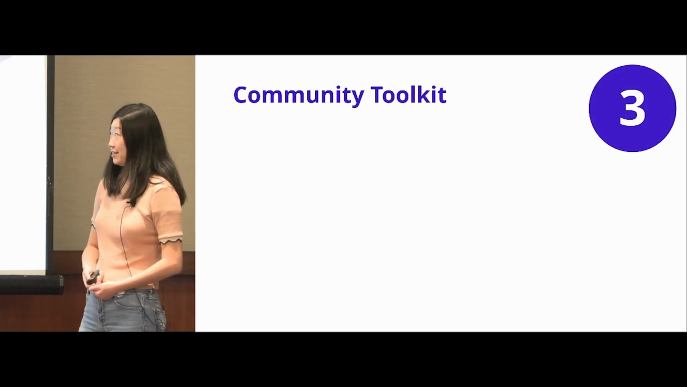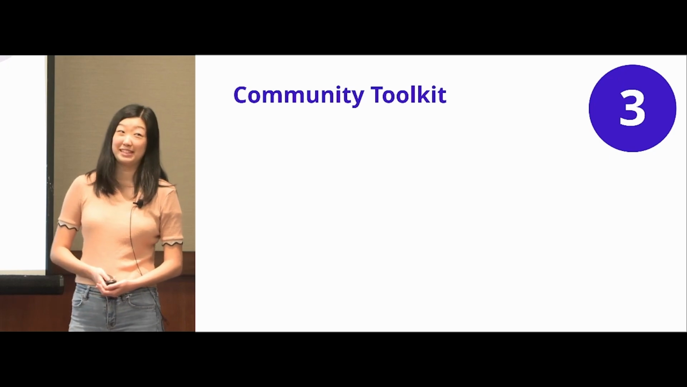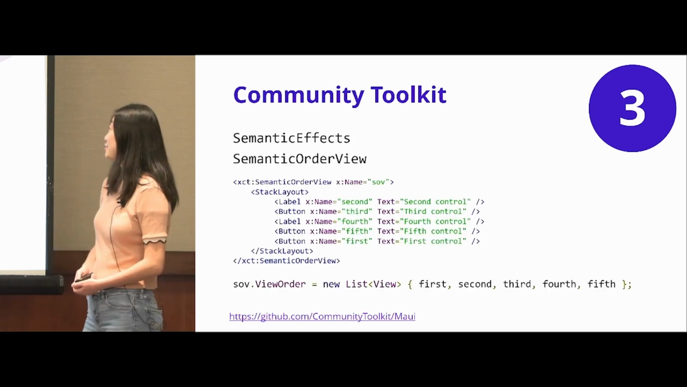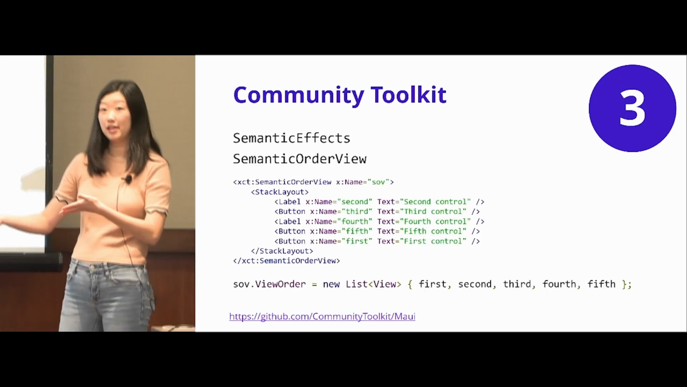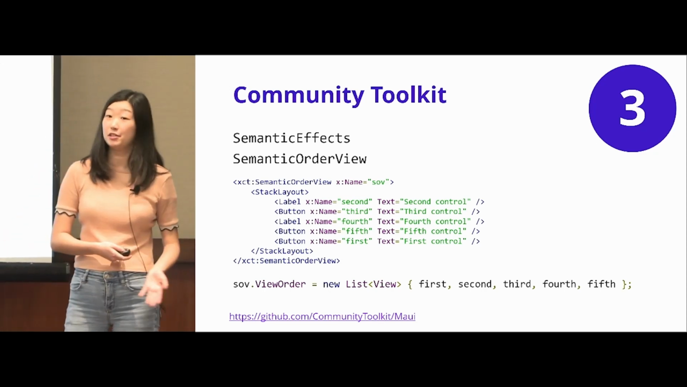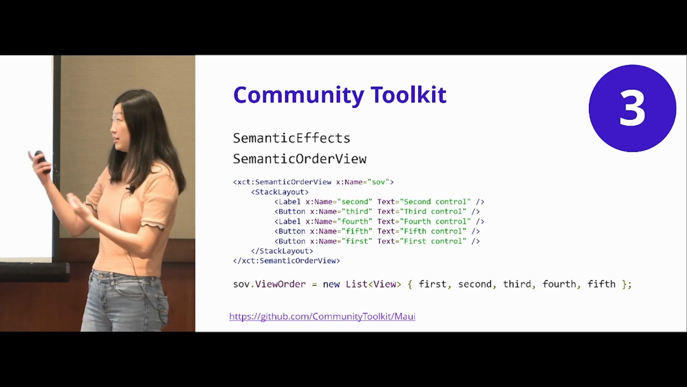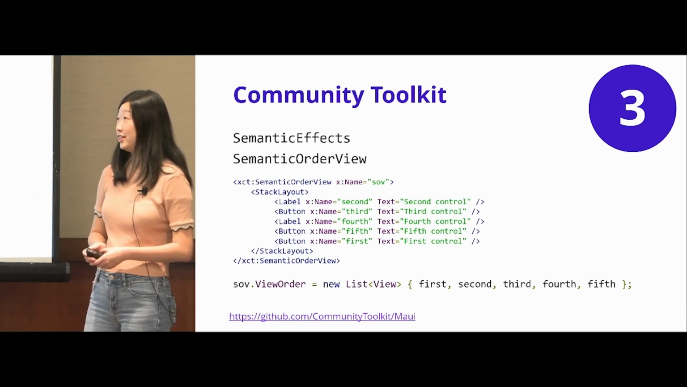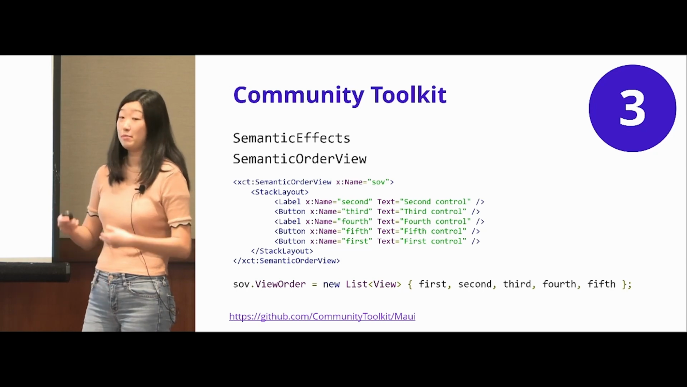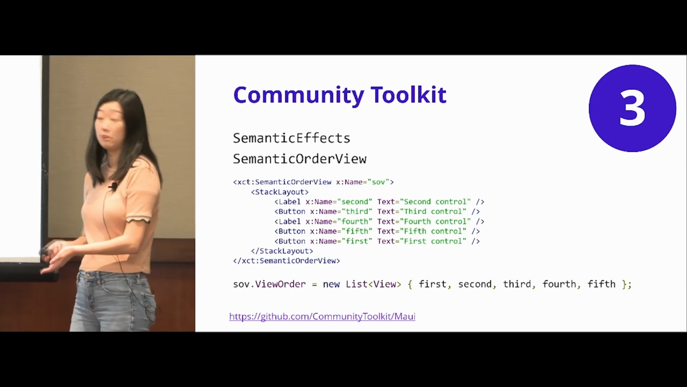And of course, if the semantic APIs aren't enough for you, we also have our amazing community toolkit. So we have Xamarin Community Toolkit if you're still on Xamarin Forms, and we also have the new .NET MAUI Community Toolkit. And if you're still on Xamarin Forms, we have semantic effects, which are essentially a variation of semantic properties. So you can check out these new APIs in Xamarin Forms as well.